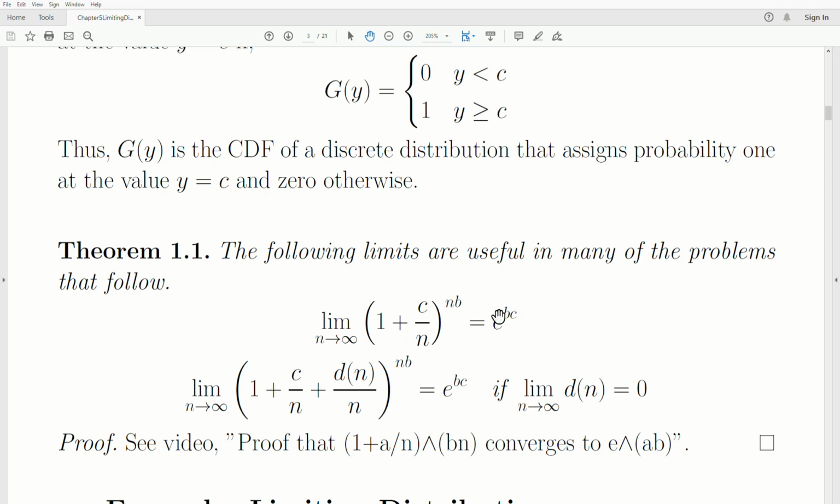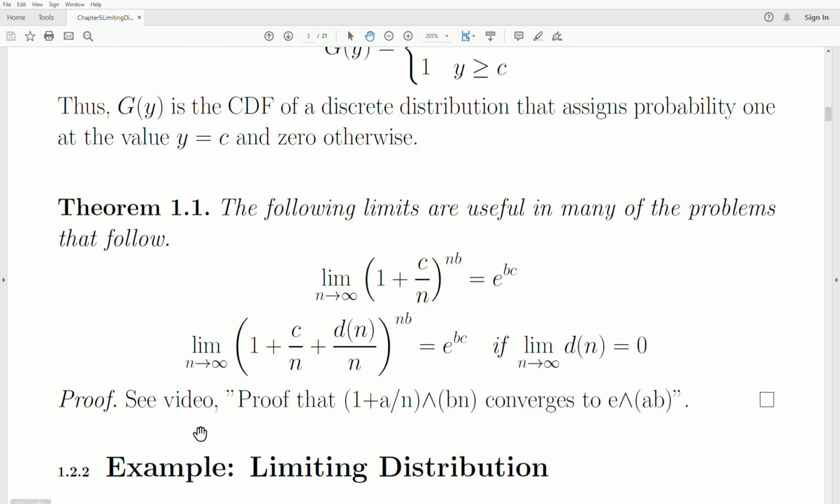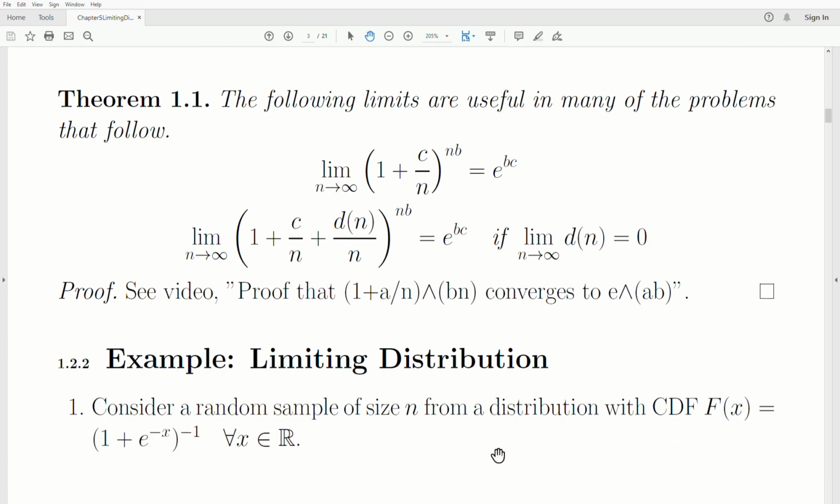I'll point you to a video that I have that proves this. Another form is this: if we add another term in here, so it's some function of n over n, but this function of n has to limit to 0, and this goes to infinity, this goes to 0, so this term goes away, and we're back in this previous setting where this limit is e to the bc. I have a video that proves this, and this is the title.